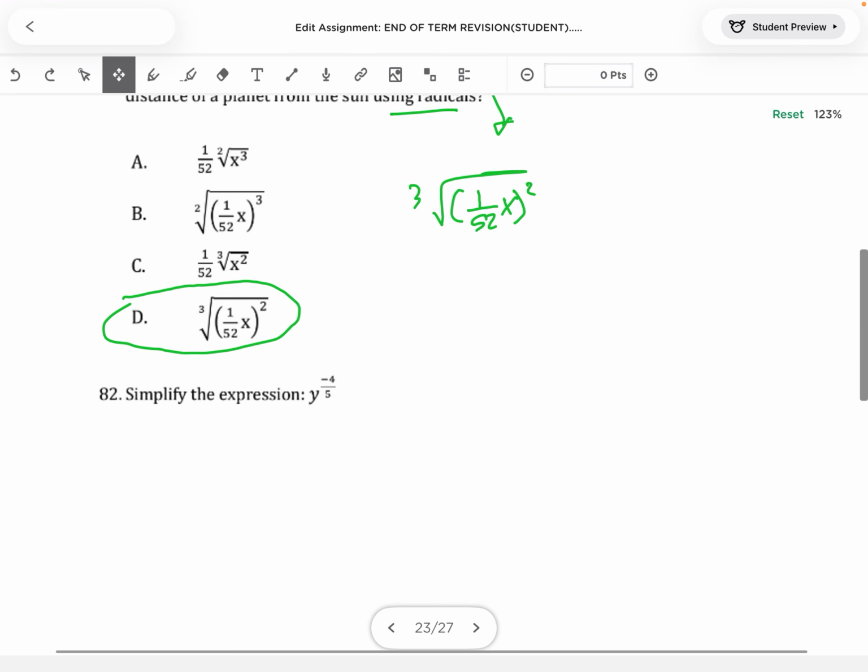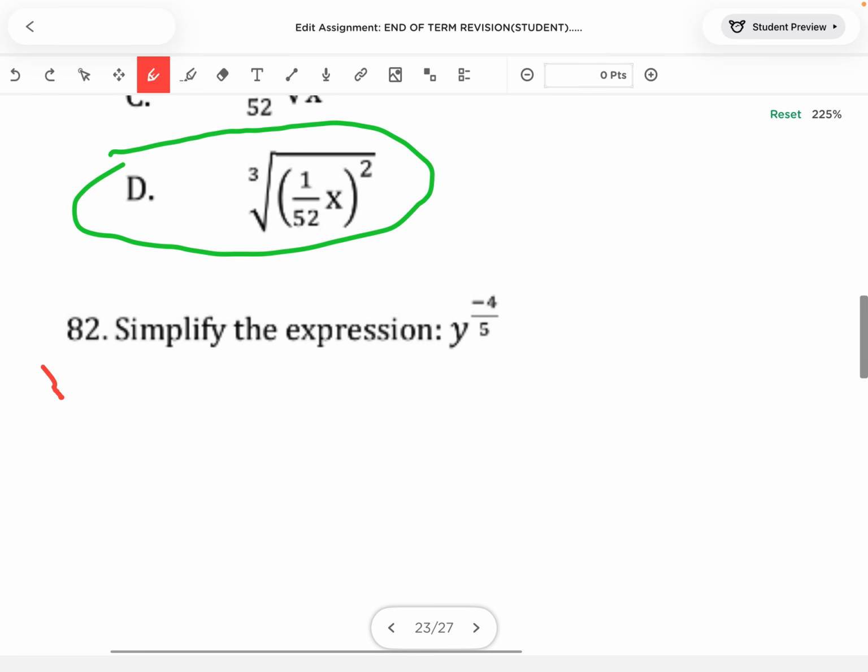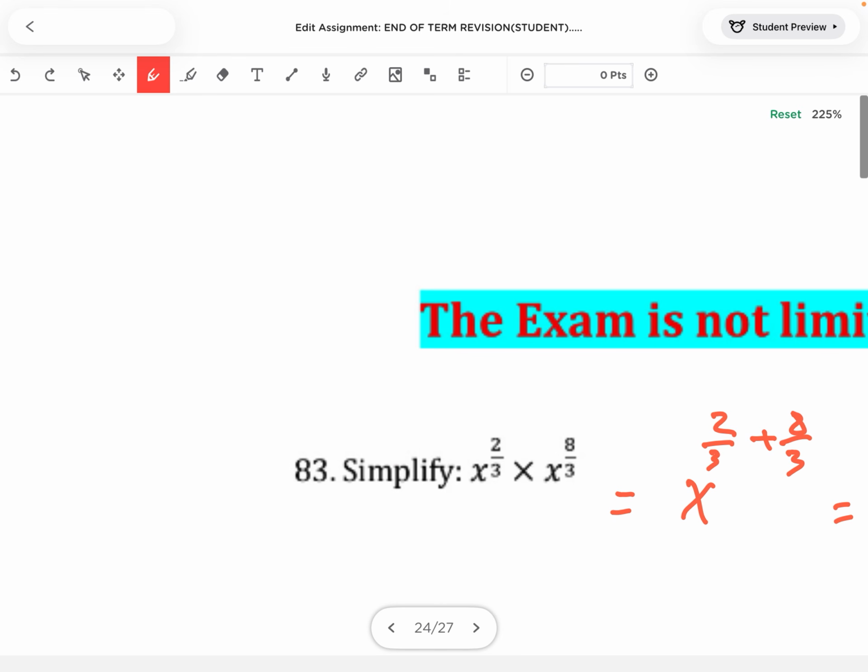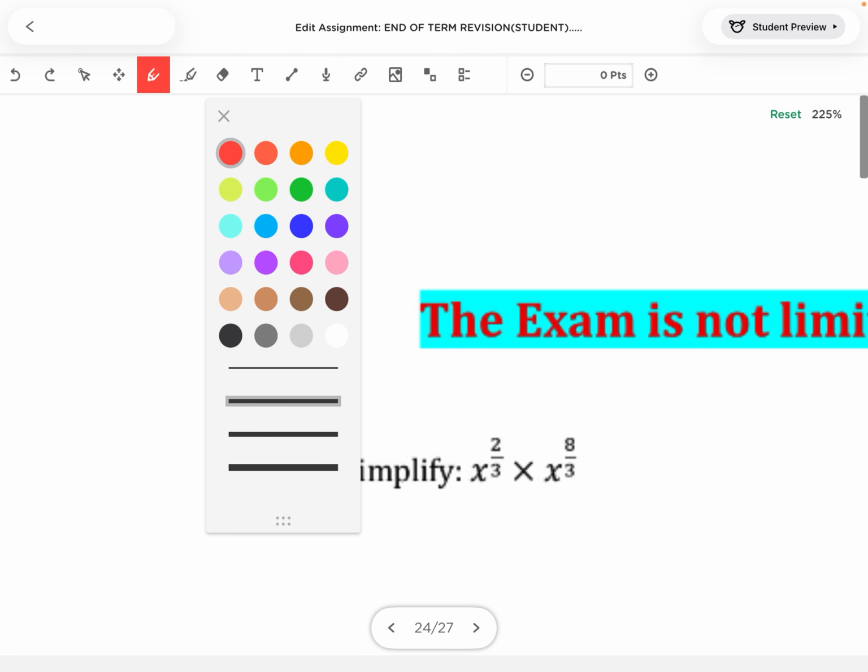The next one is a piece of cake question. Since the power is negative, simply I reciprocate it. I move it down. I'm done. The power is negative, move it down. I should not have a negative power.